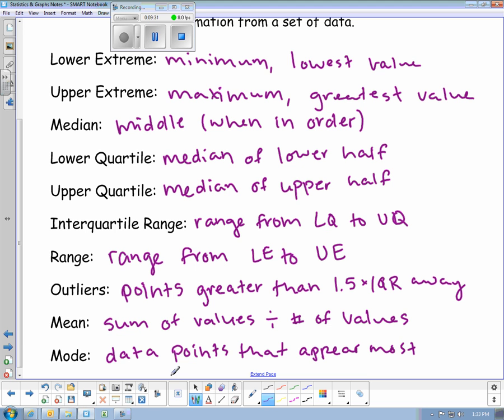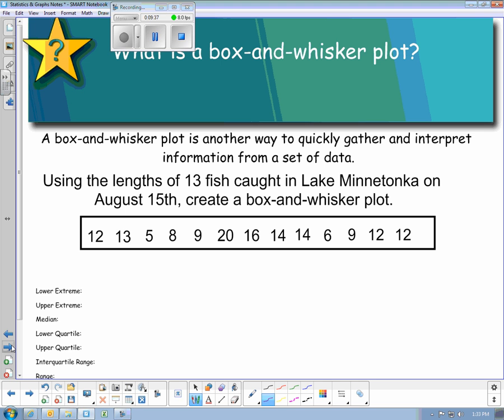Most often, mode and mean go together. So let's take a look at the example data that we are given. We're looking at the lengths of 13 fish caught on Lake Minnetonka on August 15th. We're going to create a box and whisker plot.